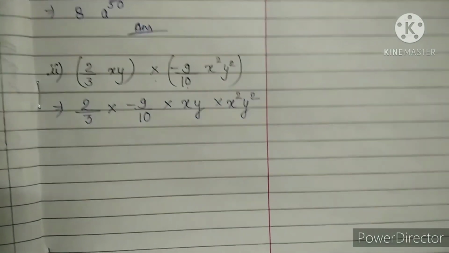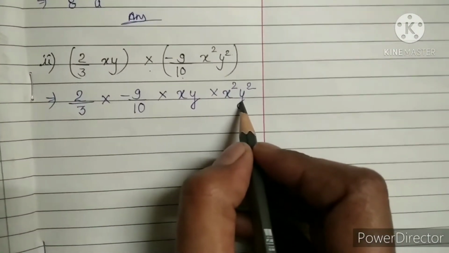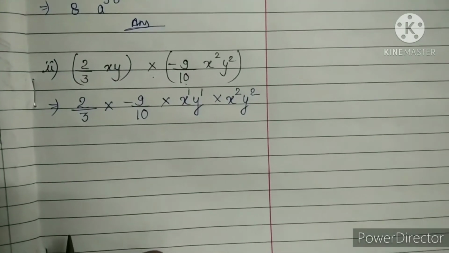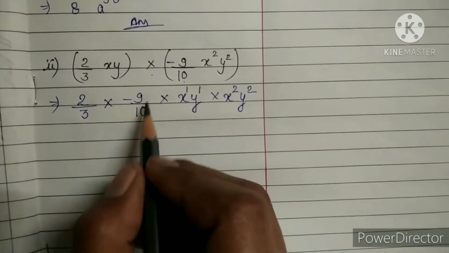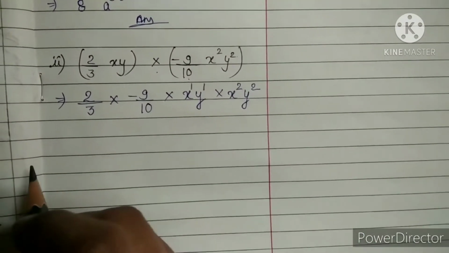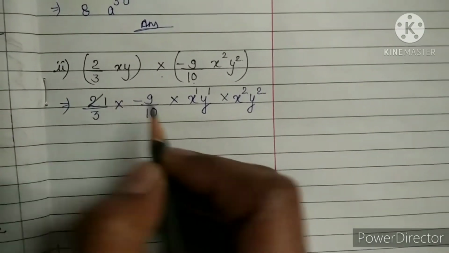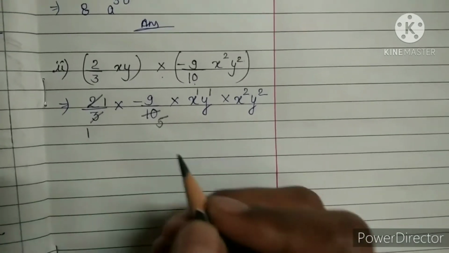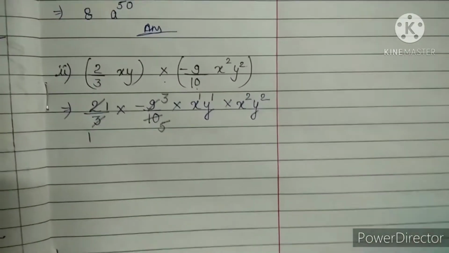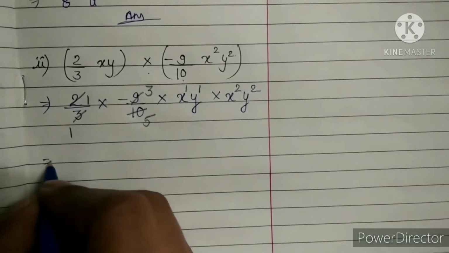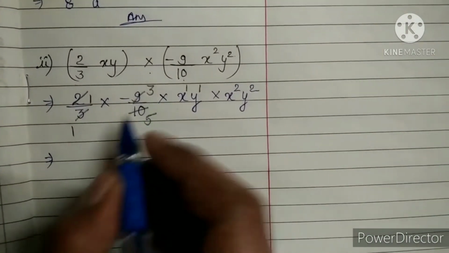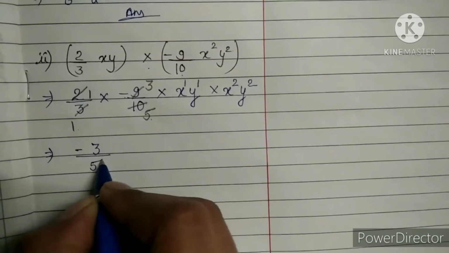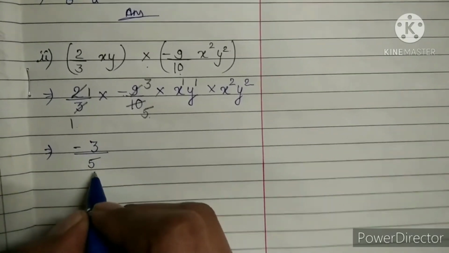Now both have x, both have y, so we can add their powers. Here the power is 1. But one more thing, the numerical coefficient is a fraction, so we can reduce it. 2 1s are 2, 2 5s are 10, 3 1s are 3, 3 3s are 9. So the remaining numerical coefficient is 1 times 3 is 3 but negative, 1 times 5 is 5. So the numerical coefficient remaining is minus 3 by 5.